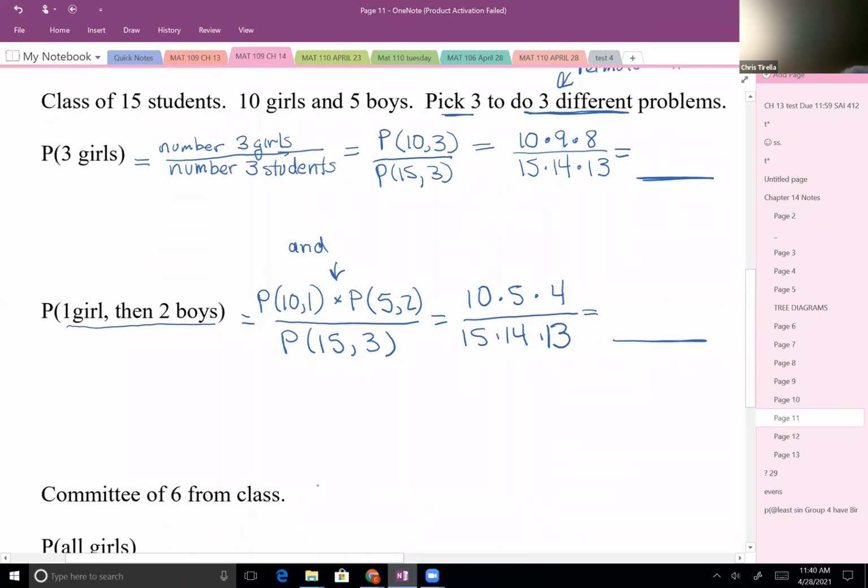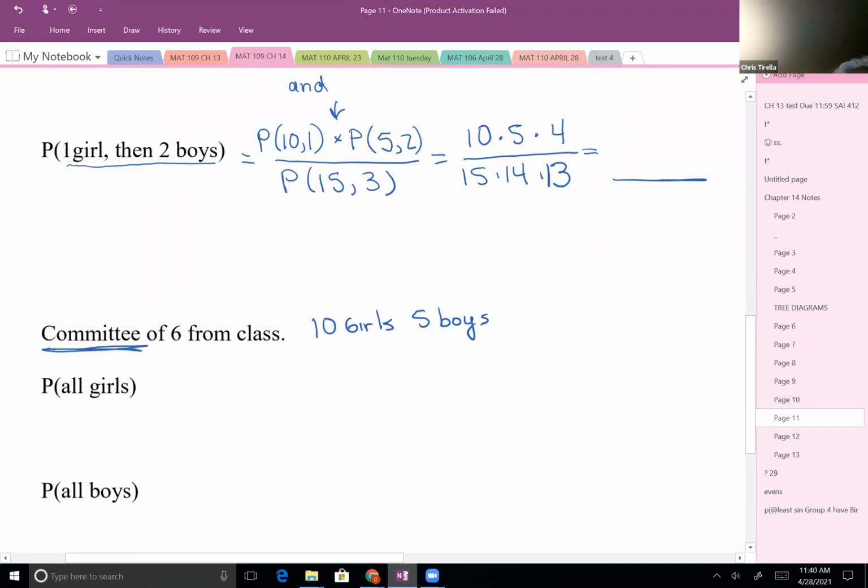Next one, we've got that same class. So I'm going to just remind us that there are 10 girls and 5 boys in the class. But what makes this one different is I want a committee. And because with a committee, order does not matter, it's going to be combinations. And so from the class, to get 6 girls, well, there's 10 girls and we want 6. That's what we want. But our sample space would be the way I could pick 6 kids from the entire class. So that would be a combination 15, 6.